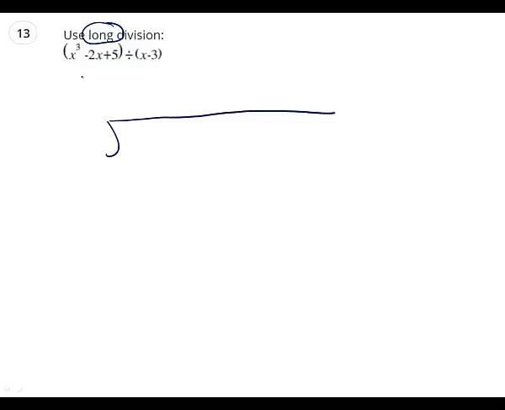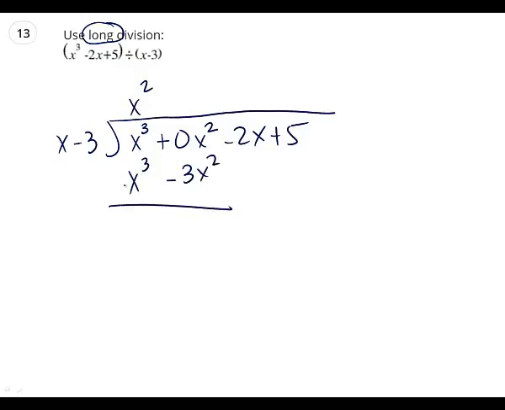All right? So inside, I'm going to put x cubed. What do I need to put in also? 0x squared, and there will be a missing one like that on the test, so be ready for it, okay? Minus 2x plus 5, and then I'm going to put x minus 3 on the outside. Okay, how many times does x divide x cubed? x squared. I'm going to distribute, so I get x cubed and minus what? 3x squared. What do we do to the signs? Flip them. So those are gone. What's 0x squared and 3x squared? Good. I'm going to drop down both of these. So minus 2x plus 5.